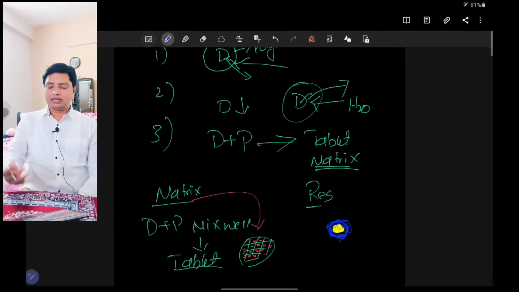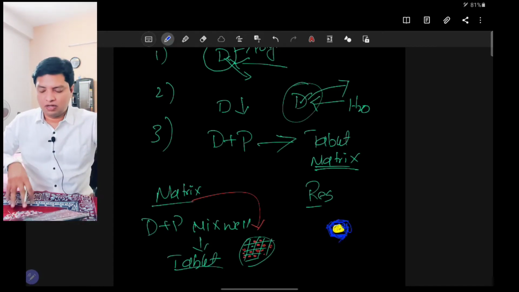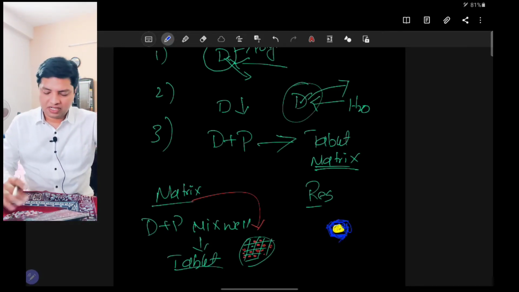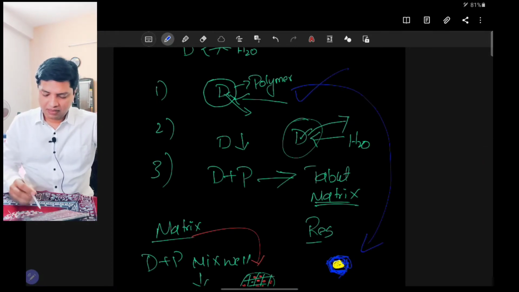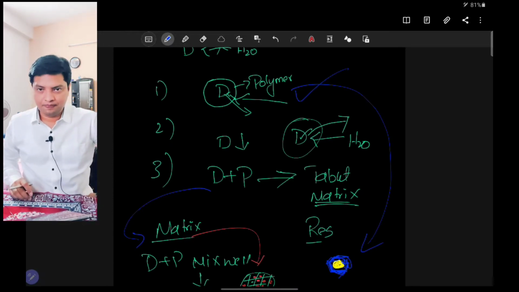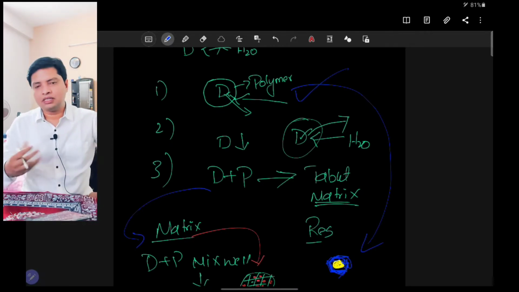Here the drug has been reserved in a reservoir system. So the first example I just told you, we can take as a reservoir system. The third example can be taken as a matrix system.